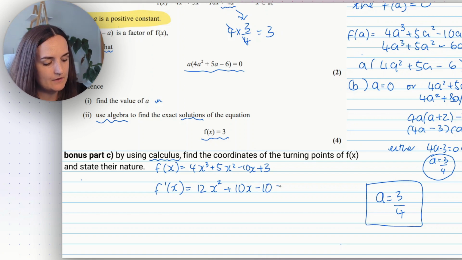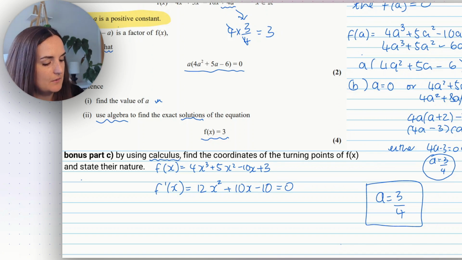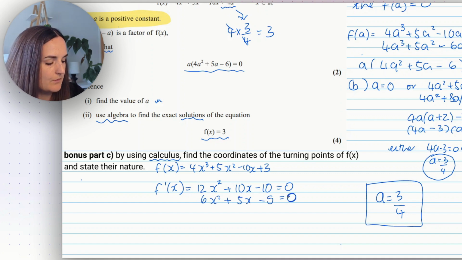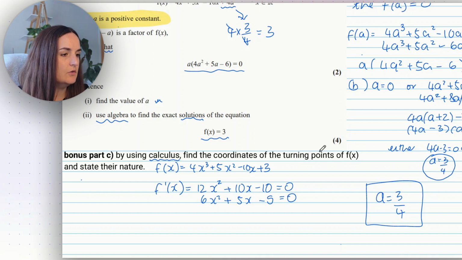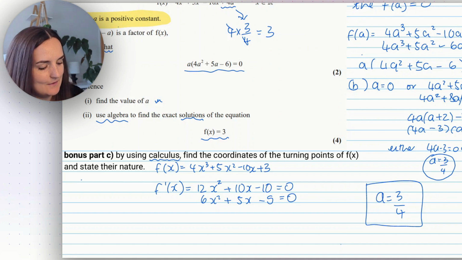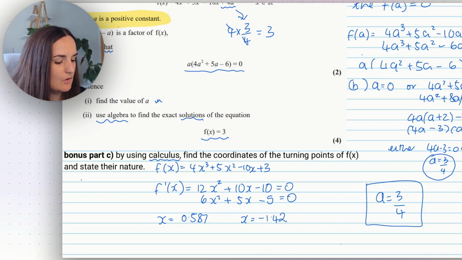And we know at the turning point it's 0. So at the turning point, the first derivative is 0, so we need to solve this. Now we can simplify this a little bit, 12x squared plus 10x minus 10, divide by 2, gives 6x squared plus 5x minus 5 equals 0. The solution to this is not one you can do without a calculator. So this part C we can use a calculator for. This wouldn't be in a non-calculator bit. So you solve this on your calculator and you should get x equals 0.587 and x equals minus 1.42.